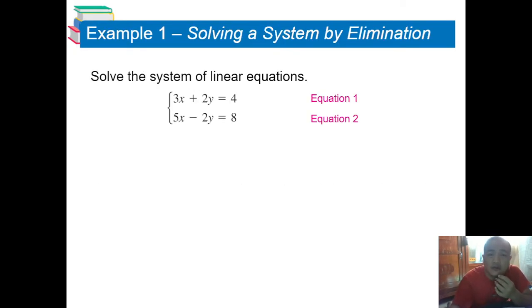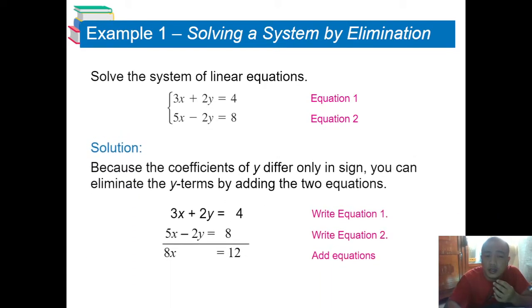Right, let us solve a system of equations. Example number 1: 3x plus 2y equals 4, 5x minus 2y equals 8. We can now instantly eliminate the variable y, because if you add these, the result is 0. So we'll just add 3x plus 5x, so we have 8x. 4 plus 8 equals 12. 8x equals 12, divide both sides by 8, so 12 eighths. The lowest term of 12 over 8 is 3 halves.